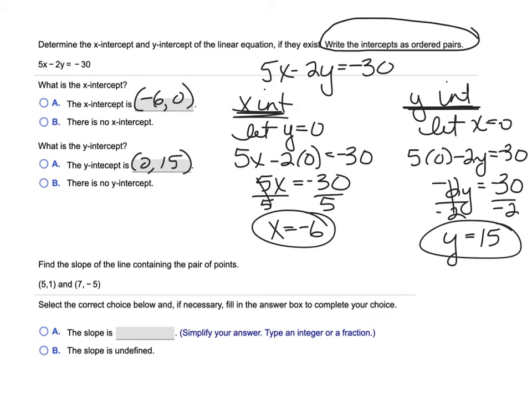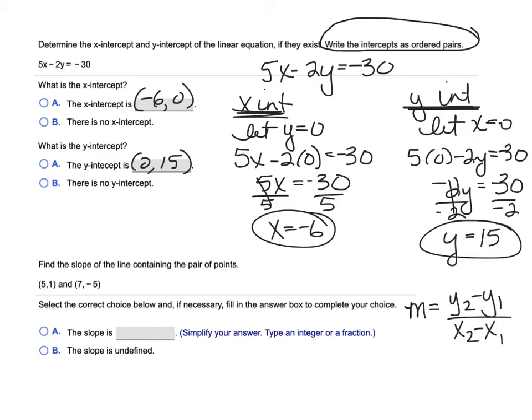Okay, let's look at the next one. Find the slope of the line containing the points. Do you remember the definition? I'll do it over here. Slope, it's very simple. It's just the change in y over the change in x. We refer to it as rise over run.